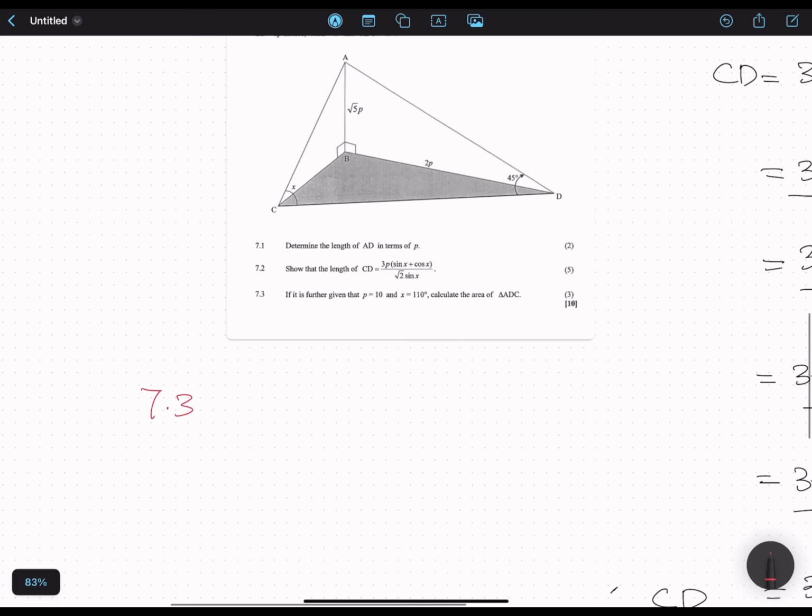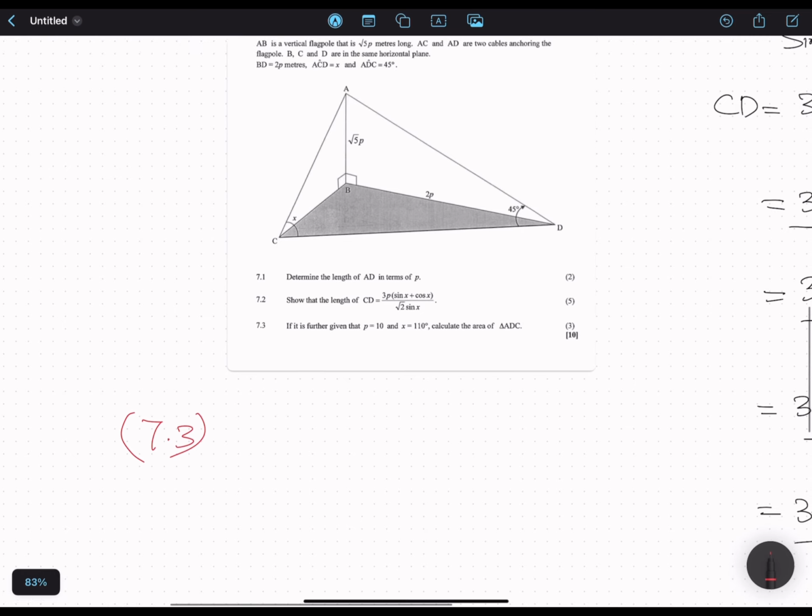7.3, what are they asking? If it is further given that p is equals to 10, that means this length here is going to be 20, then x, this angle here, it's 110 degrees, right? Calculate the area of triangle. They are asking us to calculate the area of triangle ADC, right? So to do that, obviously I'm just gonna be as quick as possible.